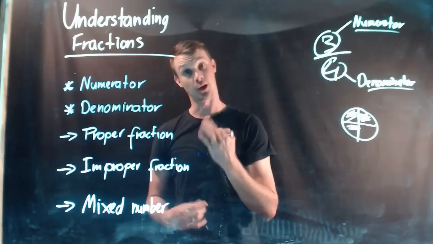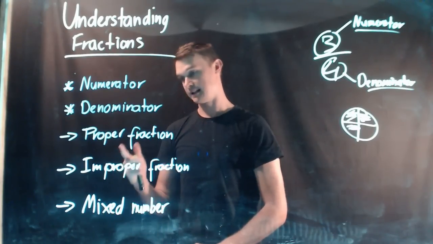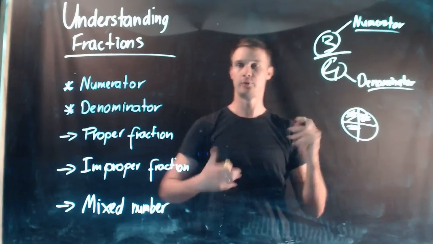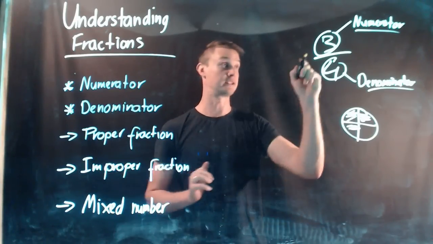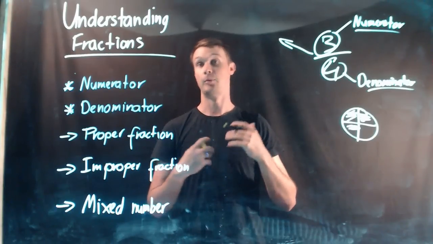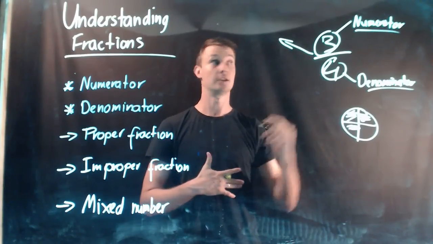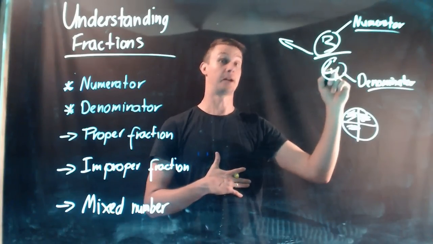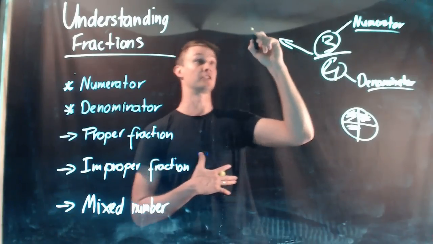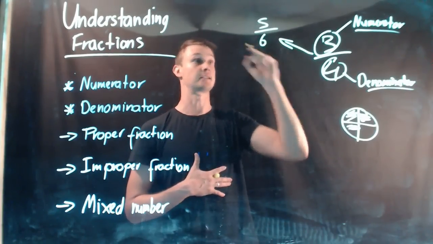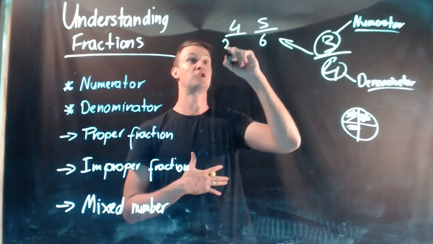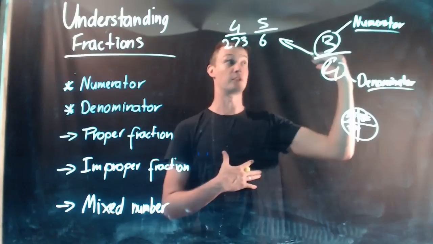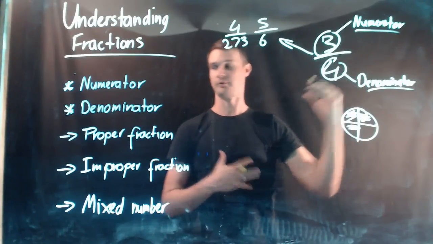Now the 3 different types of fractions, as we've got here, are proper fraction, an improper fraction, and a mixed number. A proper fraction is the most common one, and this is an example of a proper fraction here. A proper fraction is any number or fraction where the numerator is less than the denominator. So here 3 parts out of the 4, that's a proper fraction. I could write 5 over 6, that's a proper fraction. I could write 4 over 273, that's a proper fraction. So any number where the numerator is lower than the denominator is a proper fraction.